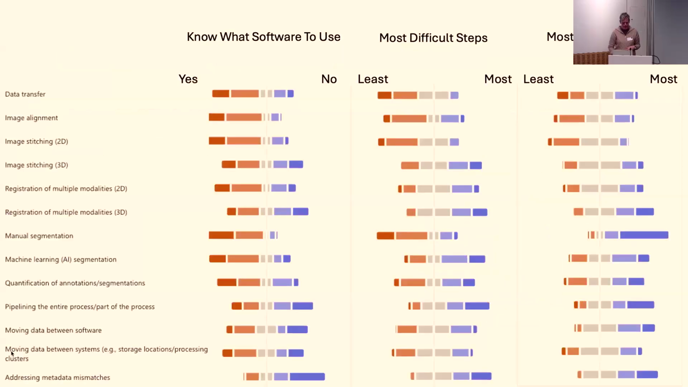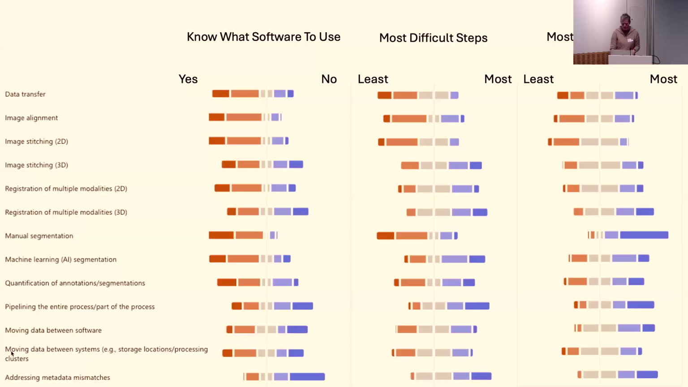Okay, cool. So that's all summarized on the left-hand side of the slide. I know it's a bit busy, so know what software to use, yes or no, on the left. We also asked the exact same question across all of these different categories of activities. But the question now is, what is the most difficult step? So that's in the middle there. And then we also asked, what is the most tedious step on the right-hand side? So just to give you some context there.